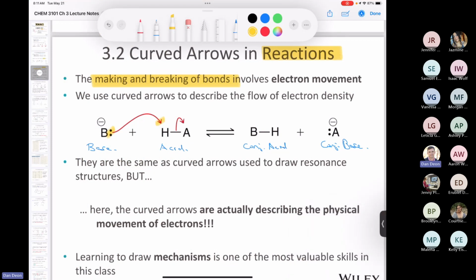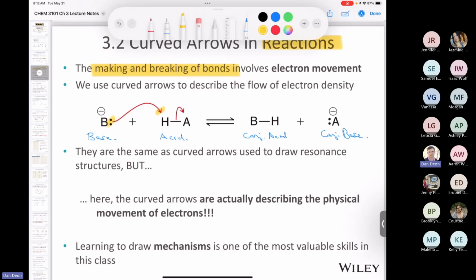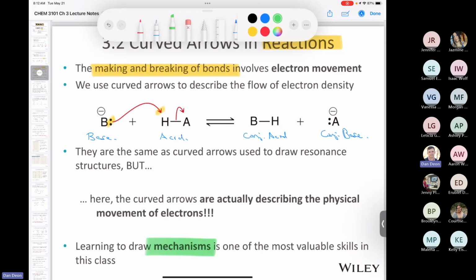Okay, so these curved arrows represent the actual flow of electrons in a reaction. They're the same kind of curved arrows that we used with resonance, but here they're actually showing the physical movement of electrons. And so learning how to draw mechanisms like this one is one of the most valuable skills in all of organic chemistry. It's imperative that you learn how to draw mechanisms. You have to practice this using a pencil and paper. You've got to do it that way.